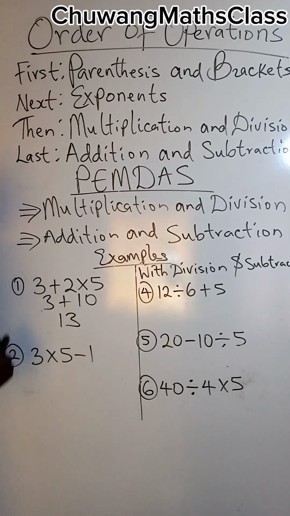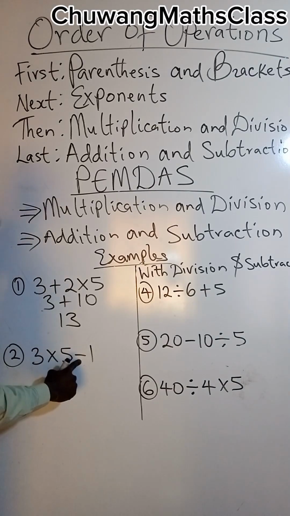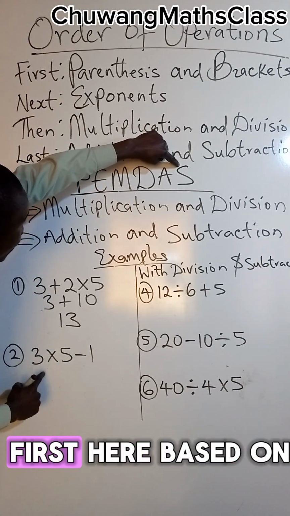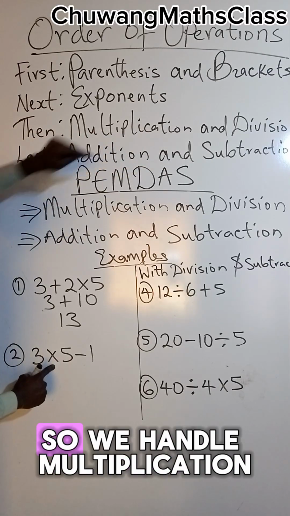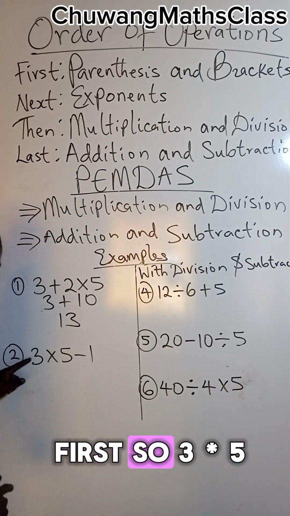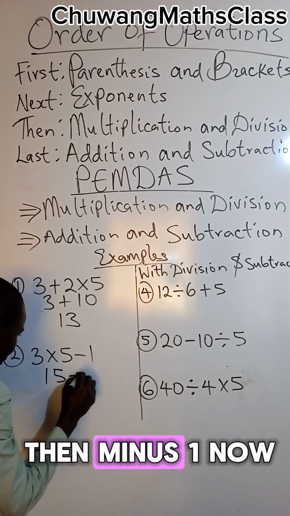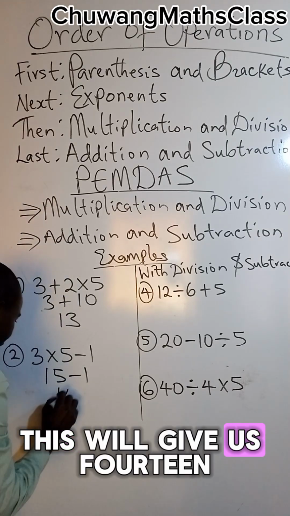Example 2. We are having multiplication and subtraction. Now which one comes first here? Based on the rule, multiplication. So we'll handle multiplication first. So 3 times 5. This is 15. Then minus 1. Now 15 minus 1. This will give us 14.